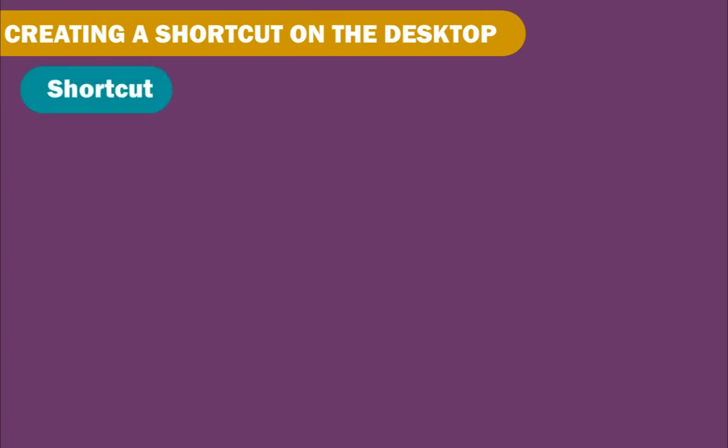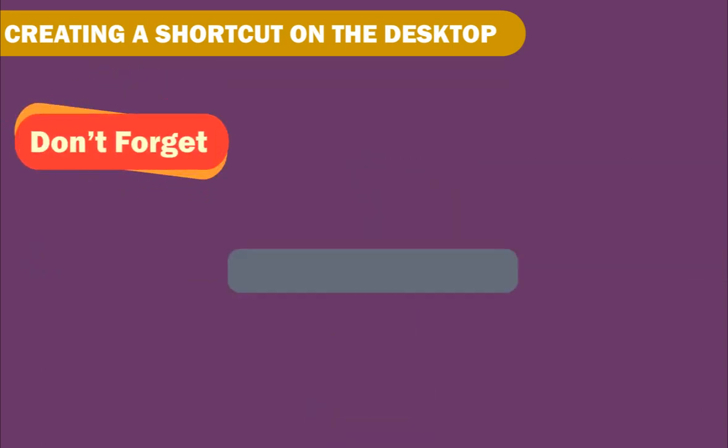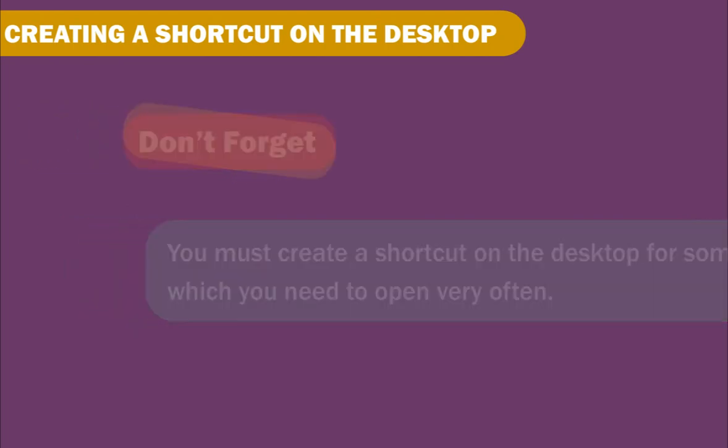Creating a shortcut on the desktop. Shortcut. A shortcut is an icon that is linked to a file, folder, or program. Unlike other icons, it has a small arrow in the lower left corner. You can double-click on it to open the file or application linked to it directly. It is an easy way to open a file. Don't forget, you must create a shortcut on the desktop for something which you need to open very often.